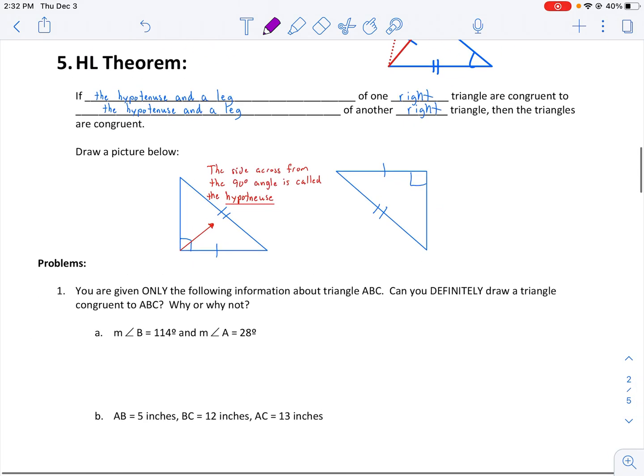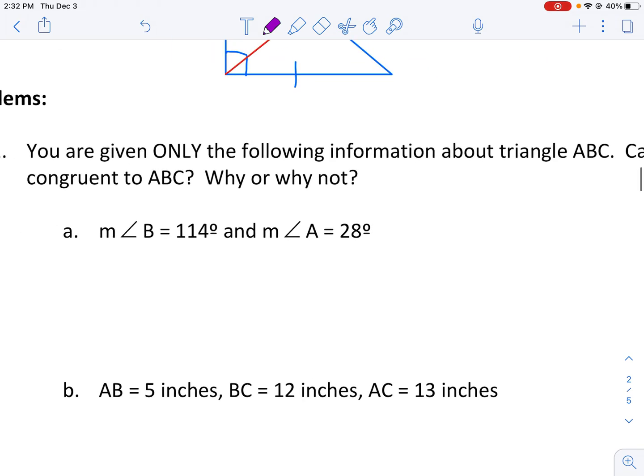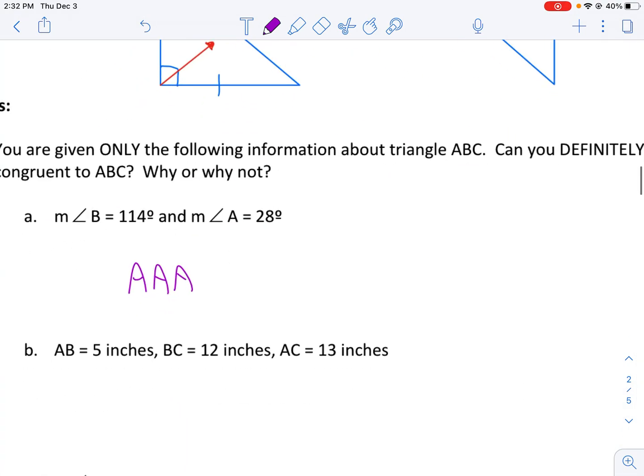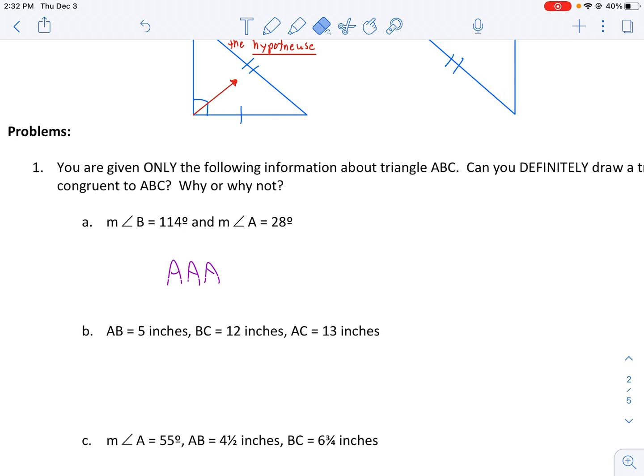All right, so let's go through some problems here. And here we're given an angle and an angle. So we could find the third angle, which means it's angle, angle, angle. And that's not enough information. That doesn't work because that's this situation right here where one triangle could be way bigger than the other. Okay, so that doesn't work.